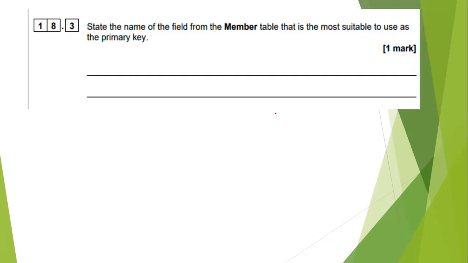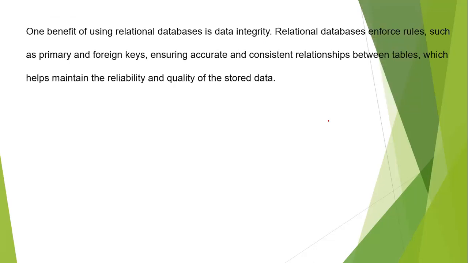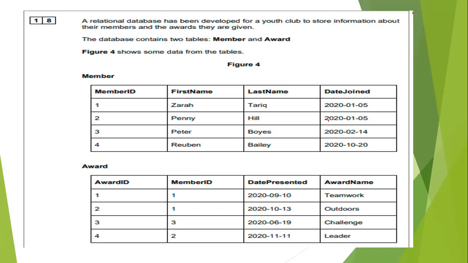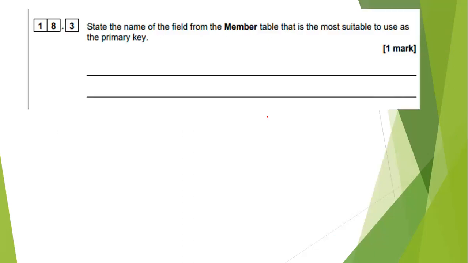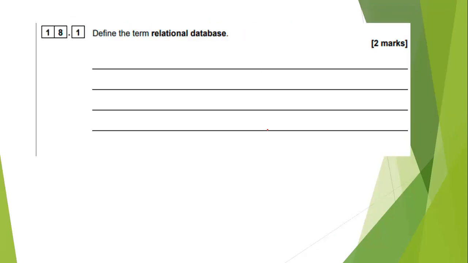State the name of the field from the member table that is most suitable to use as a primary key. So should I move backward? Which one? Okay, what's the question? Wait a second. The question is, state the name of the field from the member table that is most suitable to use as the primary key. Okay, now here you can see the table.